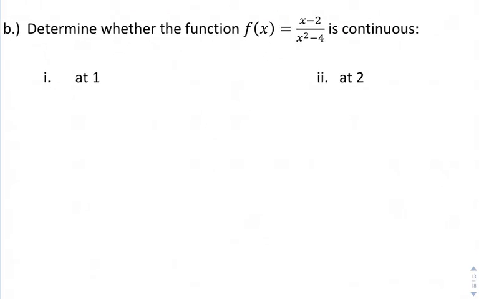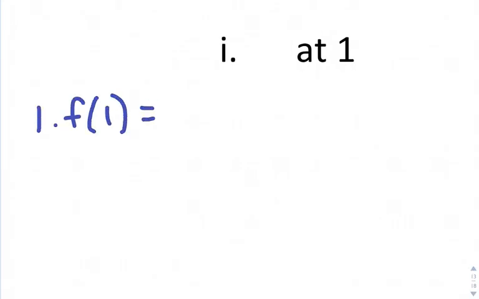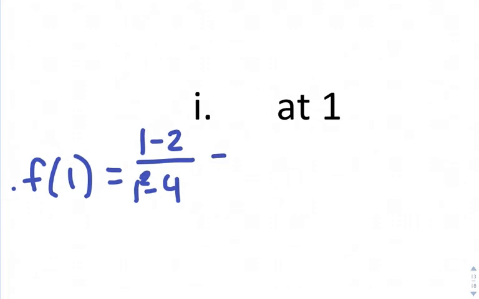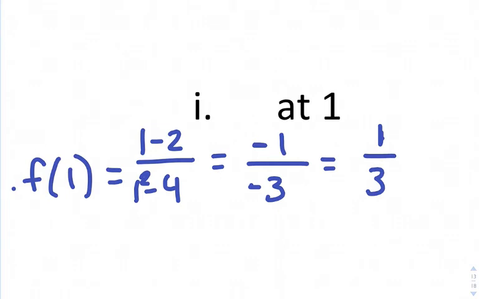So determine whether the function f of x equals x minus 2 over x squared minus 4 is continuous at 1 and then at 2. So for at 1, first step, we're going to plug in 1 for every x value we see. So 1 minus 2 over 1 squared minus 4. And again, just using my function, which is found up here. So 1 minus 2 is negative 1. 1 squared is just 1. 1 minus 4 is negative 3. So I would get 1 over 3.